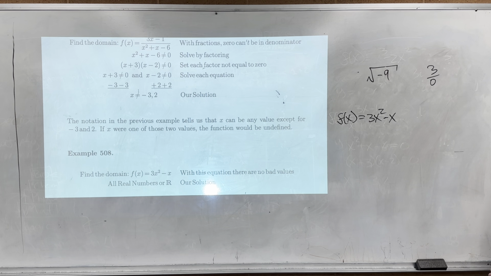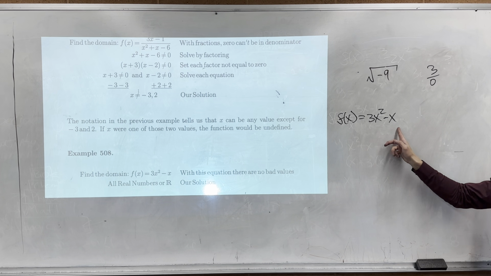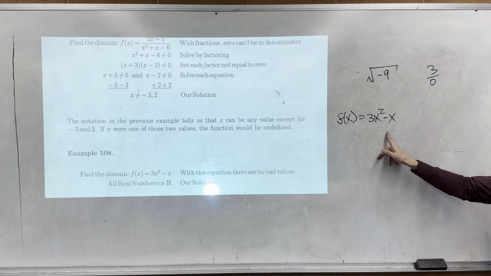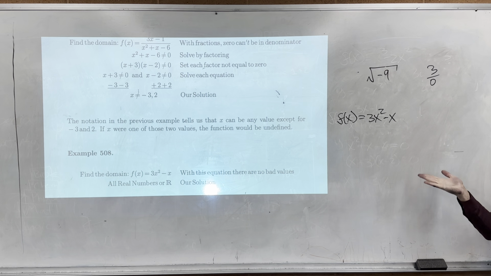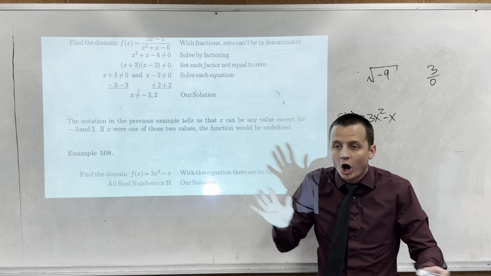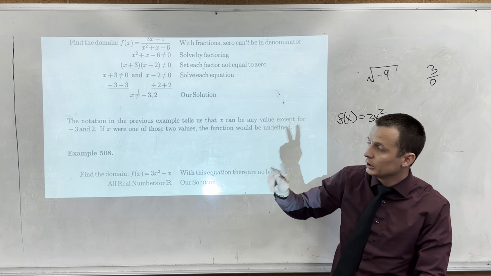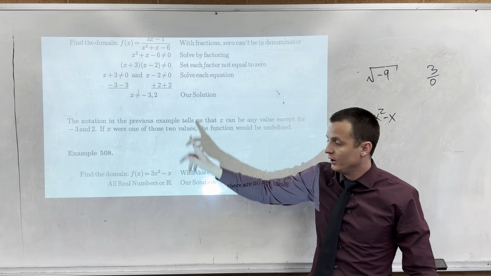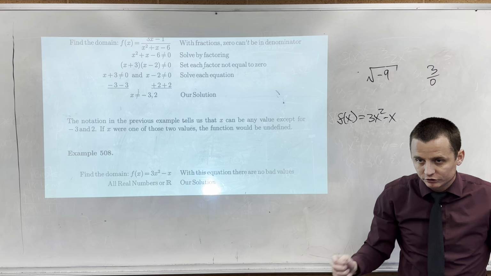What's the other thing to watch for? Is there any numbers that we can plug in that would make us take the square root of a negative number? No, there's no square root symbol in there. So there are no numbers that break this function. Pick any x you want, you can plug it into here, and we'll spit something out. So the domain of this is all real numbers, which is what that symbol stands for. There are no bad numbers. Before there were 2 bad numbers in the example up here. This one, there are no bad numbers. Every number works. We're good.